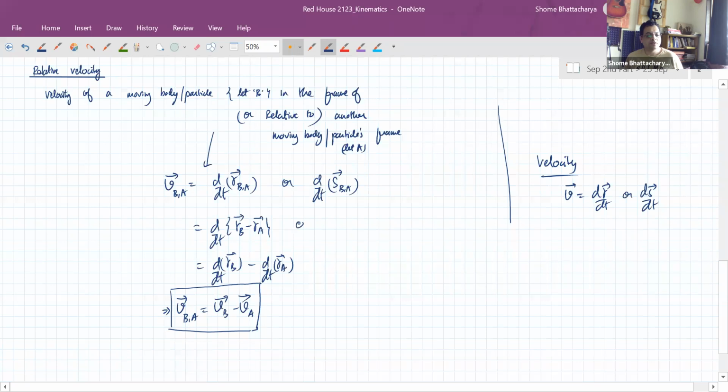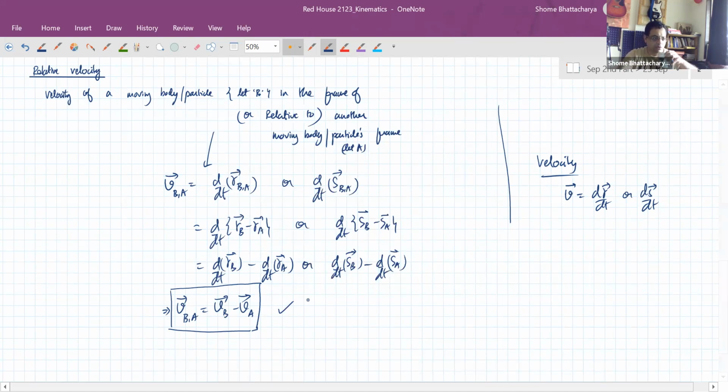This will also go by the same series of steps. SB minus SA. So when we open this bracket, this will become rate of change of B's displacement, which is nothing but velocity of B, minus rate of change of A's displacement. So ultimately, this becomes the formula for relative velocity. Just make a note of this. We will look at some examples next.